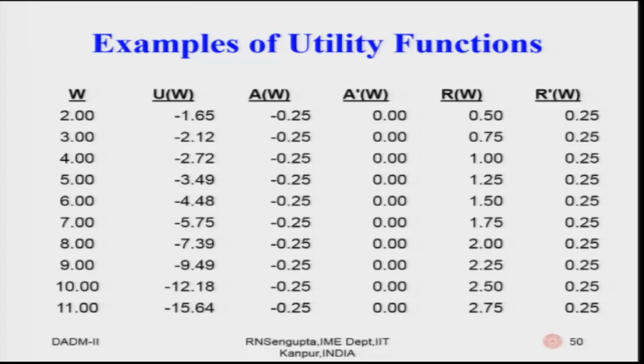Correspondingly, we find out r, which is minus w into u double prime by u prime. Put them in the equation and find out. That means we do the same steps as we did for a and a prime, only that the change would be you are multiplying by the value of w. So, once you find out r, you find out the values of r prime. R prime comes out to be constant, which is a as per the formula. So, it basically has an increasing relative risk aversion property.